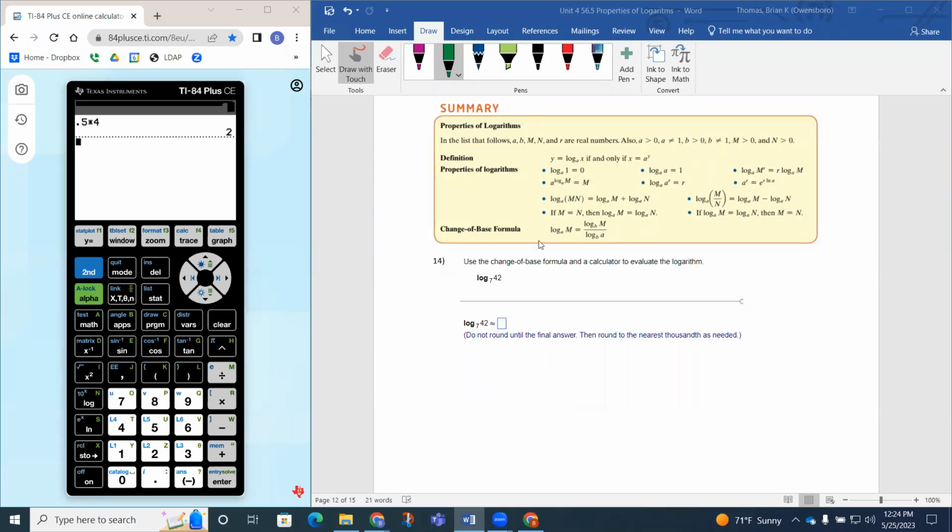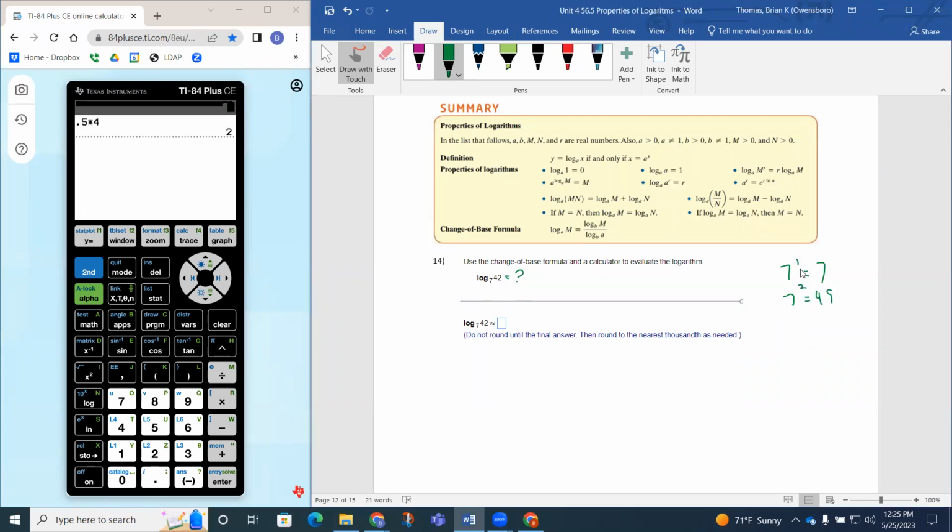So question 14 says use the change base formula in a calculator to evaluate the logarithm. So if I have the log of 42 base 7, remember the answer is an exponent. So I know that 7 to the power of 1 is 7, and 7 to the power of 2 would be 49.